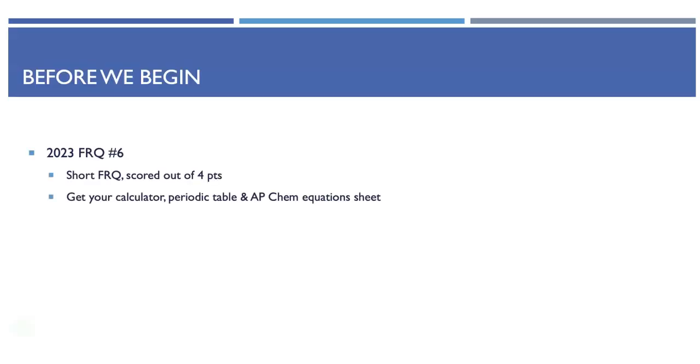In this webcast, we're working through free response question number 6 from the 2023 exam. This is one of the short free response questions, and that means it's scored out of 4 points. Could have 2, 3, or 4 parts. We'll find out. Get your calculator, your periodic table, and your formula sheets, and keep them handy.